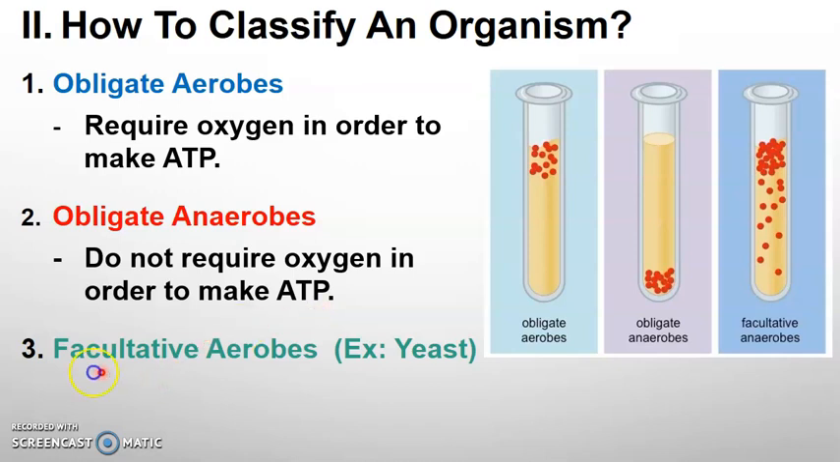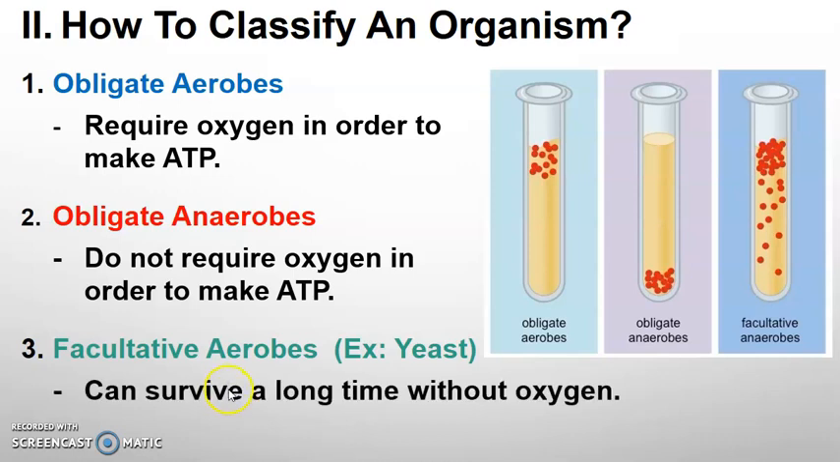And then the last type are what we call facultative aerobes. These are organisms that can go a very long time without oxygen. So you can see them over here in this test tube, that they're all dispersed throughout the tube. But the majority are at the top where you would have the most dissolved oxygen in a liquid, because they do prefer oxygen. However, they can survive without it. They can go back and forth between what we call aerobic respiration and anaerobic respiration.